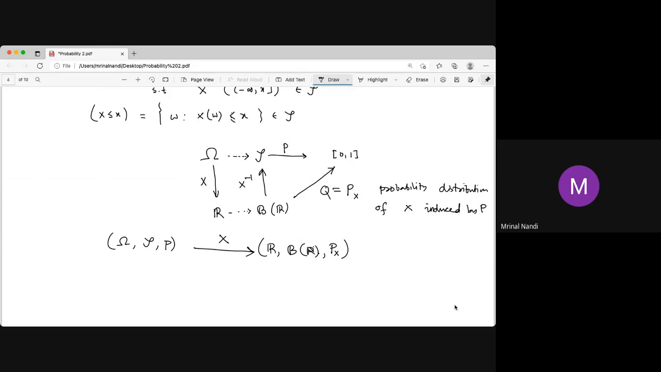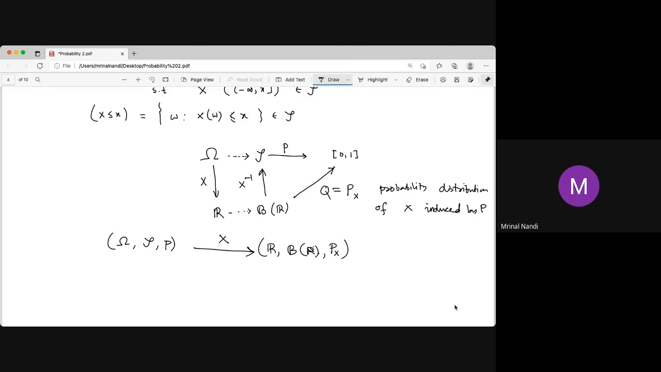Like that, if you have a random experiment with an unbiased coin, head and tail is the sample space, and the event space is the power set of this sample space: the set containing phi, the set containing head, the set containing tail, and the whole set containing head and tail. Those four subsets together are the event space. And what is the probability? The probability of the set containing head is half, the probability of the set containing tail is half, the probability of the set containing head and tail is 1, and the probability of the phi set is 0. So this is your probability space.